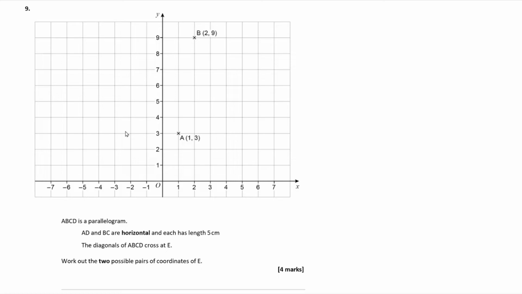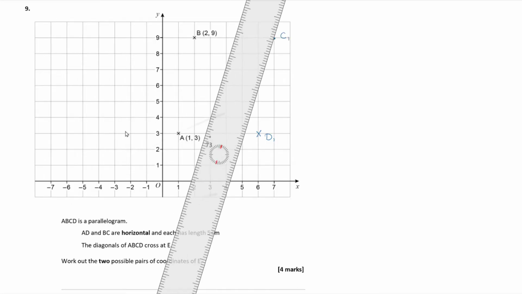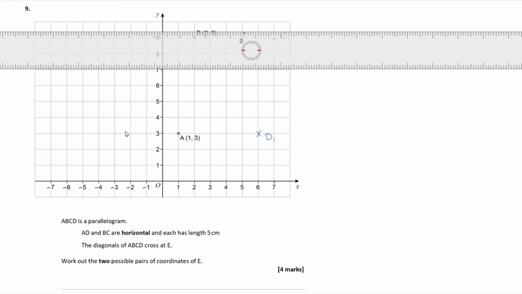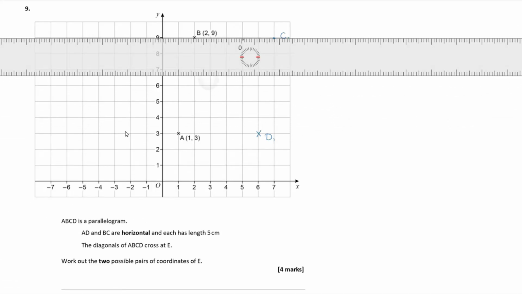So either it's going to be 5 squares to the right of A and B. So D, 5 squares to the right, would be here. So D could be here, and I'm going to call that D1. Or C could be 5 units to the right of B: 1, 2, 3, 4, 5, could be here. I'm going to call that C1. So joining them up quickly to show my first possible parallelogram, just for clarity.